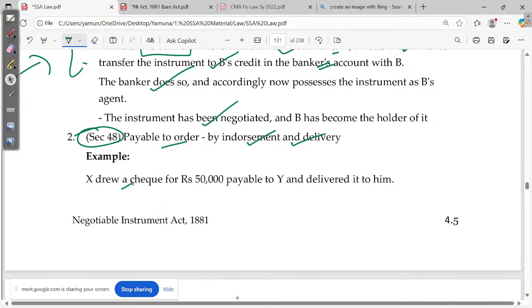So X drew a check for 50,000 payable to Y and he just delivered it to him.